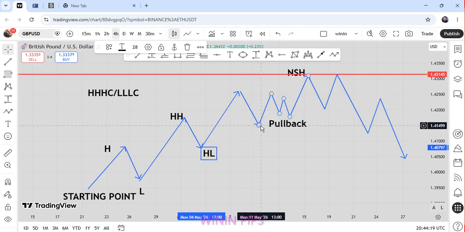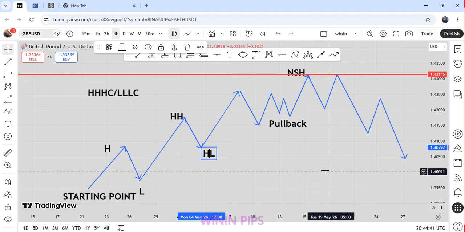So if this one should have been taken, then you wait for confirmation that the price is now changing to a downtrend. But since this one was not taken, it's still an uptrend. Okay, so it breaks this high up here. All right, so that is that.